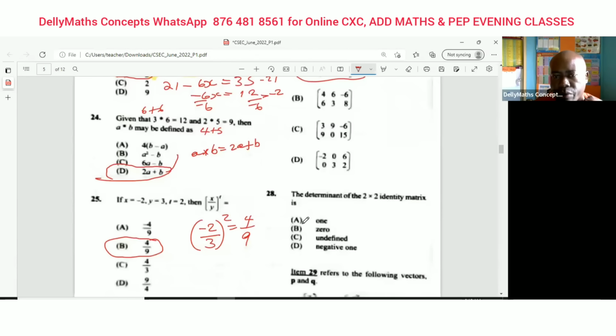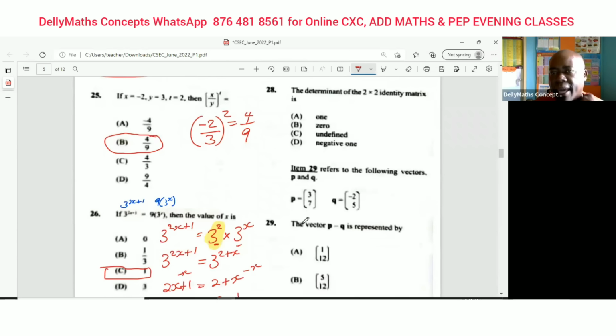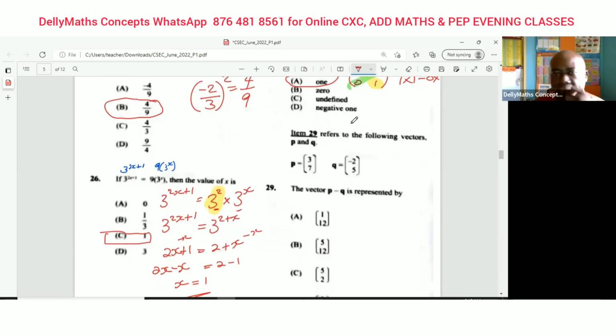All right, the determinant of an identity matrix, we need to know what the identity matrix is. 1, 0, 0, 1. The determinant is to take the product of the leading diagonal, subtract the product of the non-leading diagonal, which is in green. So I'm just going to say 1 times 1 minus 0 times 0, and then we have 1. So the determinant is 1, right? Yeah. All right.